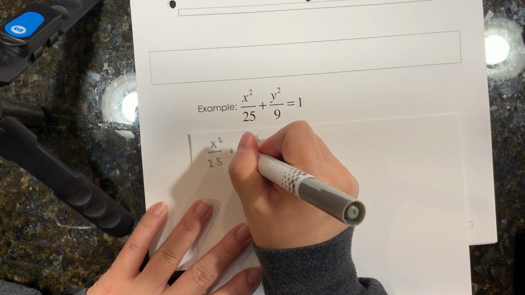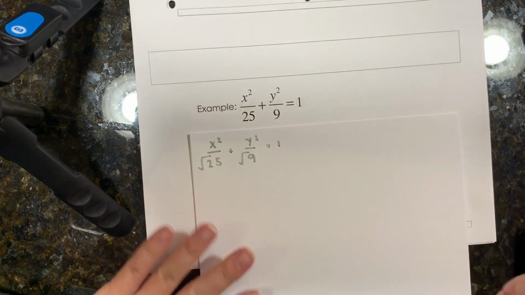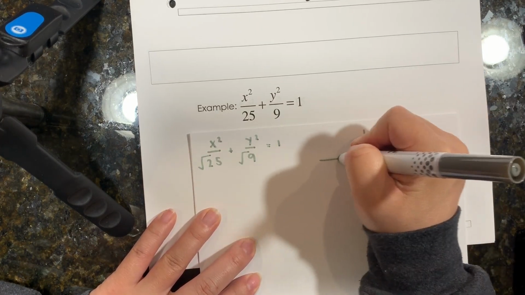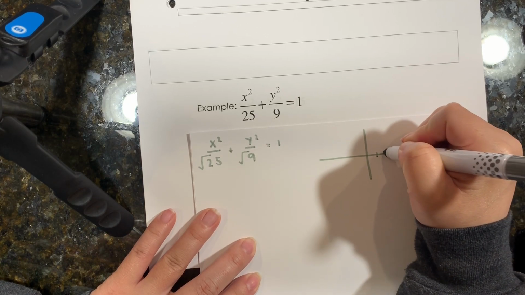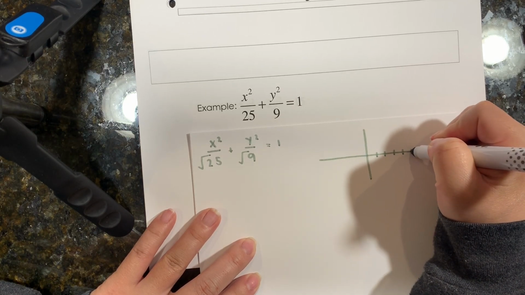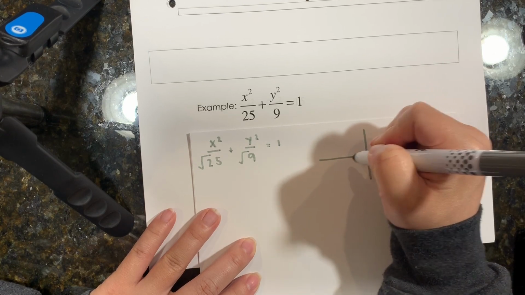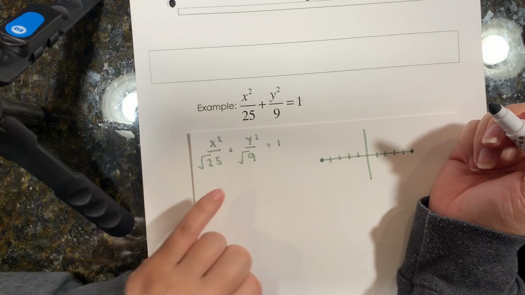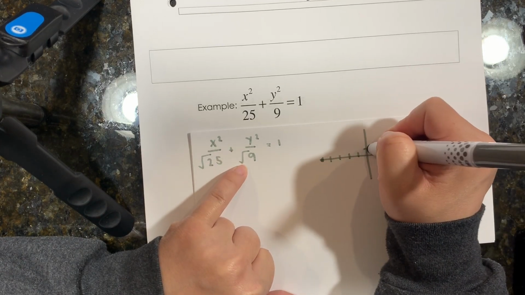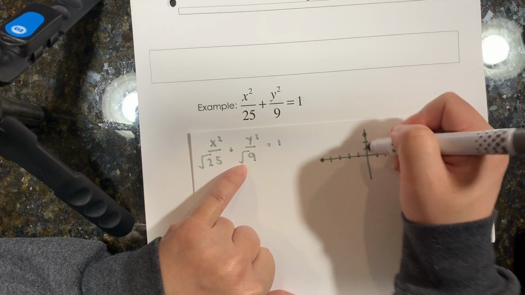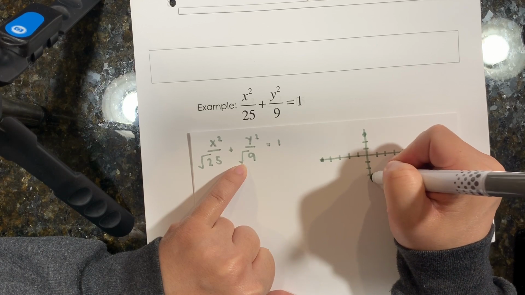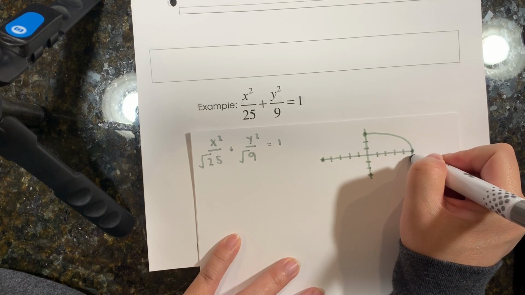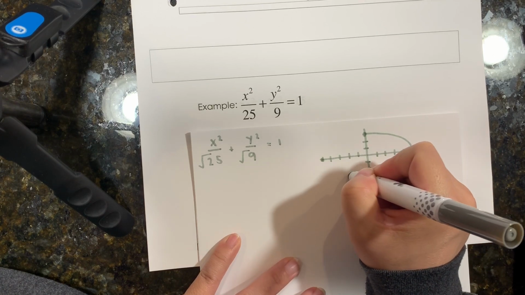I need to take the square root of each, which means that on the x-axis, I'm going to go 1, 2, 3, 4, 5 away from the origin, 1, 2, 3, 4, 5 in both directions. And then on the y-axis, I'm going to go 1, 2, 3, in both directions. And that is going to be your ellipse. An ellipse is basically a flattened out circle.